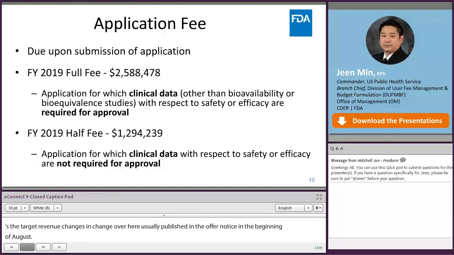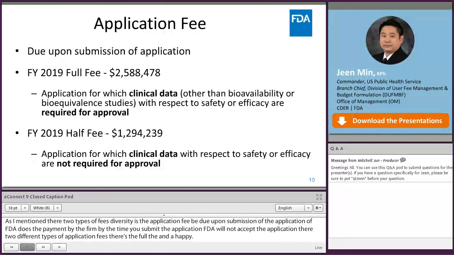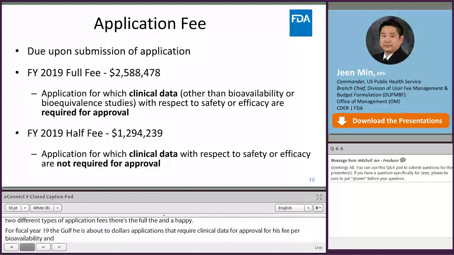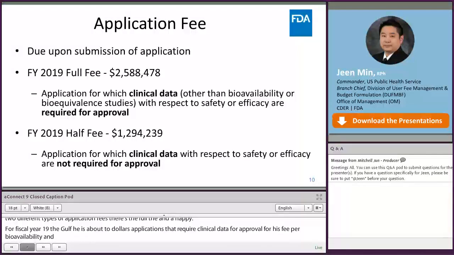For fiscal year 19, the full fee is about $2.6 million and applies to applications that require clinical data for approval. For user fee purposes, bioavailability and bioequivalence studies are not considered clinical data. The half fee is about $1.3 million, which applies to applications that don't require clinical data.